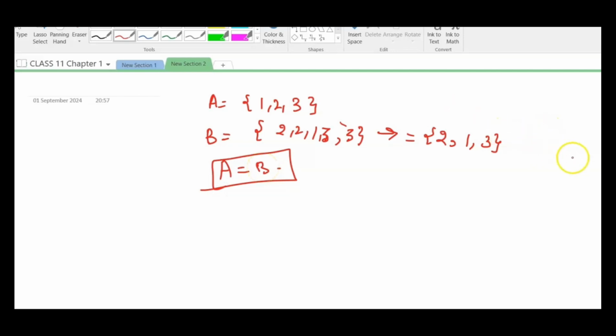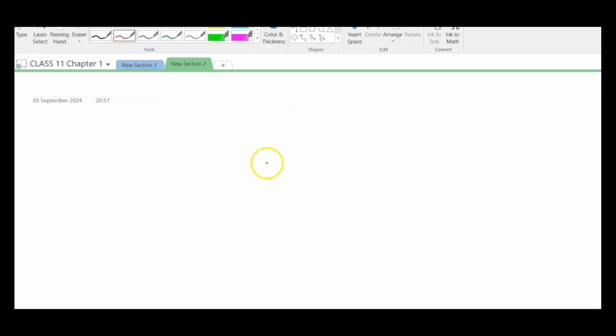Okay. Now let's see the example. Example 7 of your NCERT book at page 8. Find the pair of equal sets, if any, and also give the reason. So suppose we have these sets.